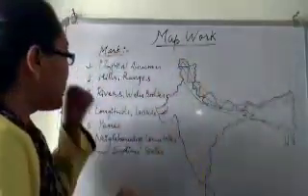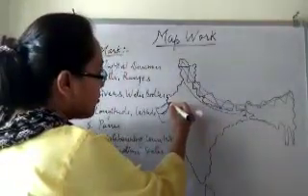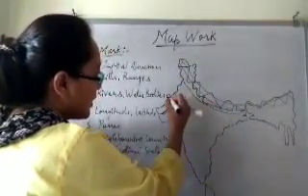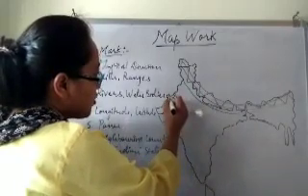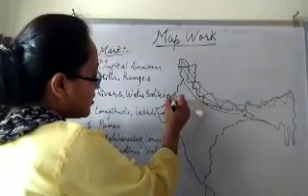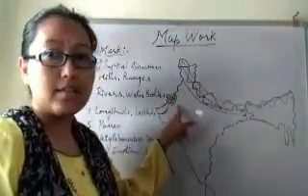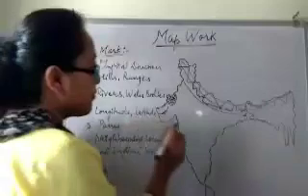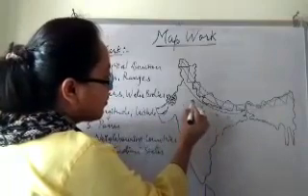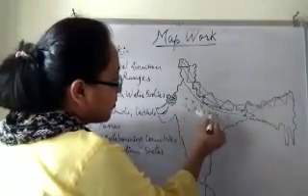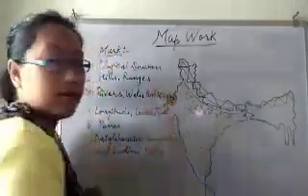Clear? Okay, now next physical division, that is, so here we are going to mark your Thar Desert, Great Indian Desert, which is towards the northwestern side. So this is your Thar Desert, Great Indian Desert, right? Next we have the Northern Plain, Indo-Gangetic Plain, Northern Plain. Clear?